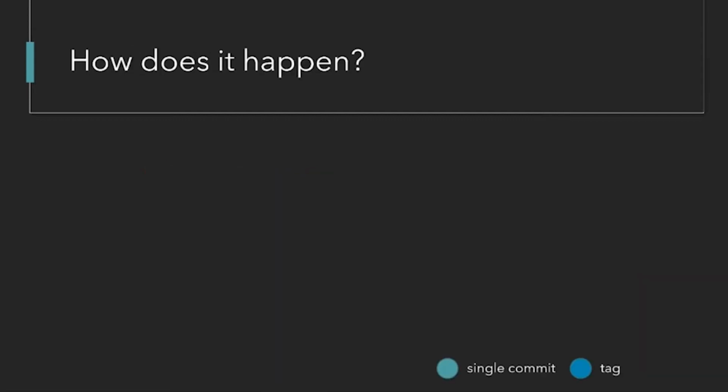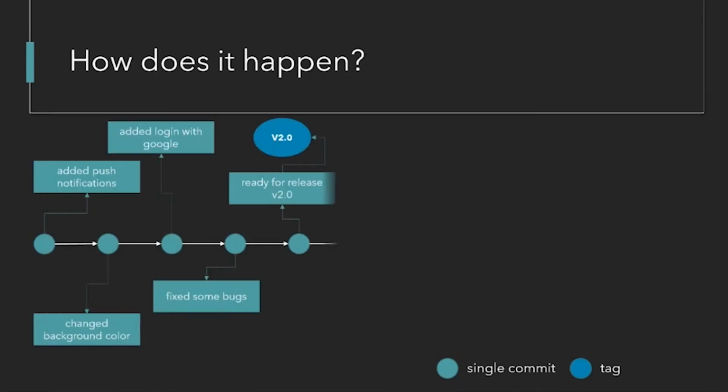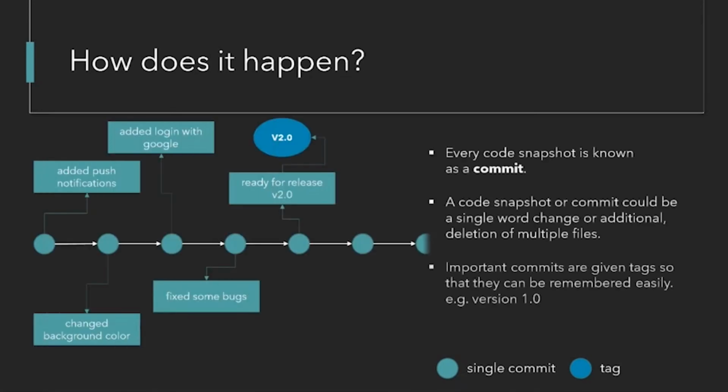Now the question is, how does it happen? This graphic will help you in understanding it better. Whenever you save the source code, you basically just use Control S, or Command S on a Mac. But you can create multiple snapshots of your source code. For doing that, you just need to ask Git that, okay, this is the snapshot that you need to save, and I will need to refer to it afterwards.